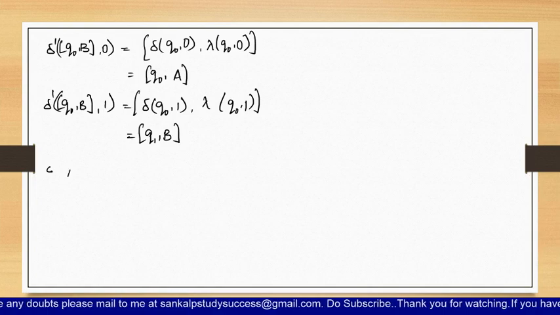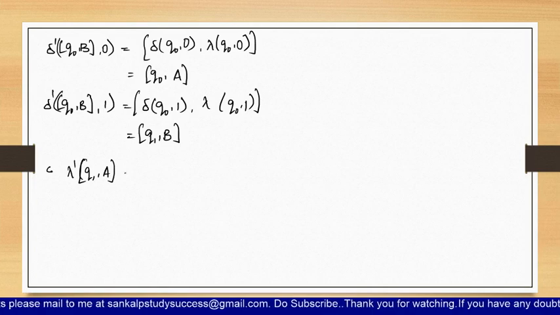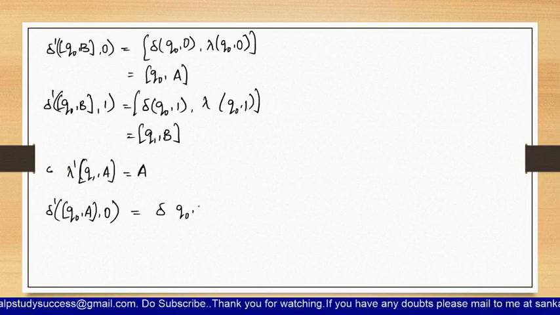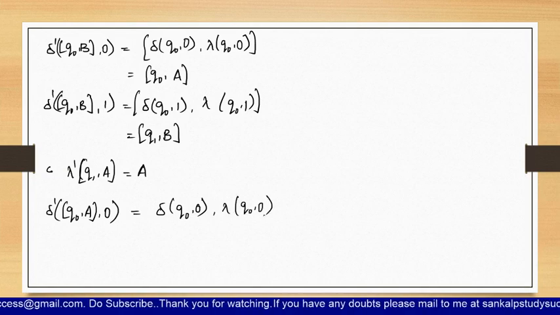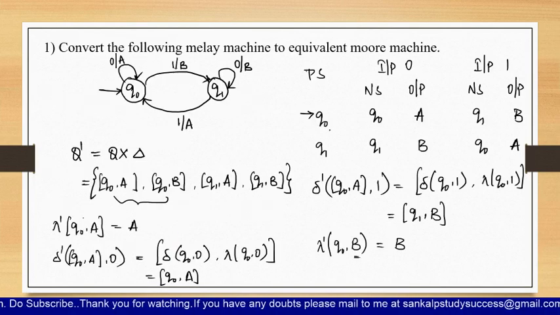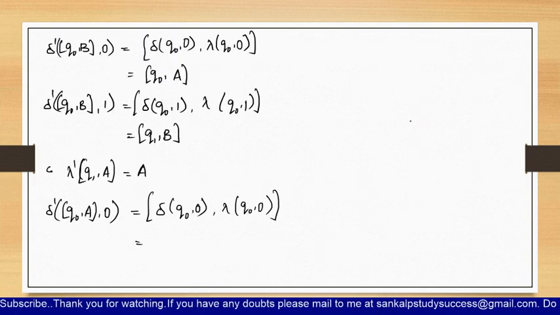Now let us find the lambda dash of (Q1, A). This is the next state which we have. So we will get the same answer, A. Now we are going to find the transition function dash of (Q1, A) by applying 0 as well as by applying 1. From the formula we will get (Q0, 0), lambda of (Q0, 0). Then by applying (Q0, 0), we get Q0 and the output is A. So which is nothing but (Q0, A).